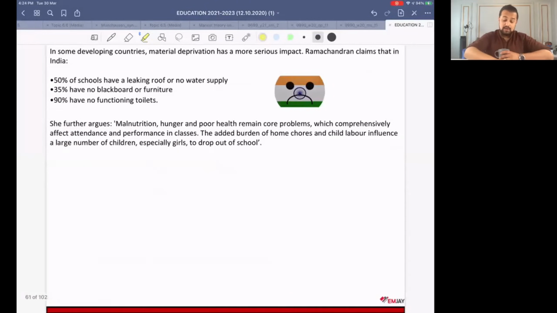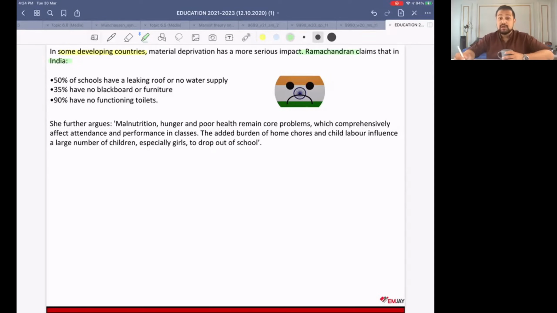Moving on. If you talk about a developing country like India, according to Ramachandran, she claims that many Indian schools, 50% of them have a leaking roof or no water supply. 35% have no blackboards or furniture. 90% have no functioning toilet. Now, in a situation like this, don't you think the educational attainment of pupils is affected? And of course, when you're talking about 90% of them having no functioning toilets, we're talking about the schools that are populated by working class children, children from a less privileged background.